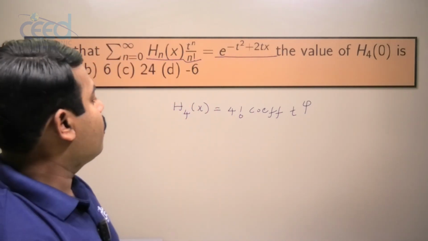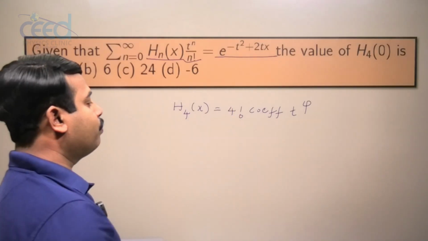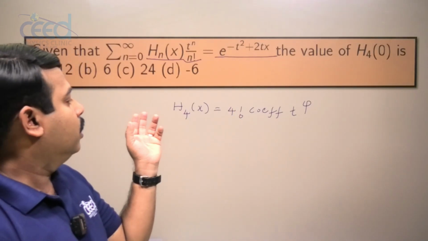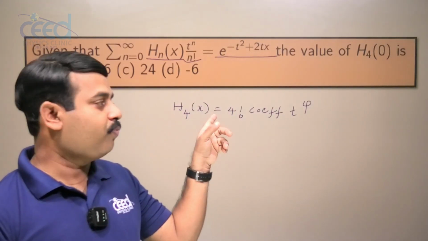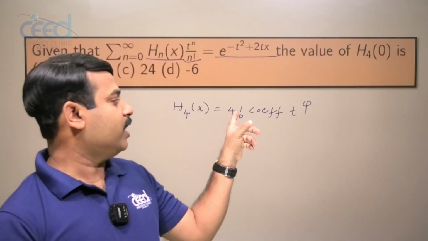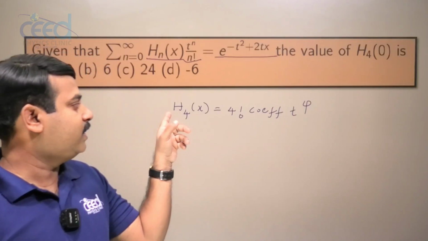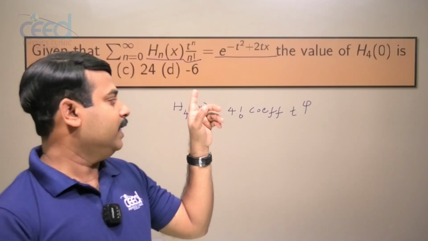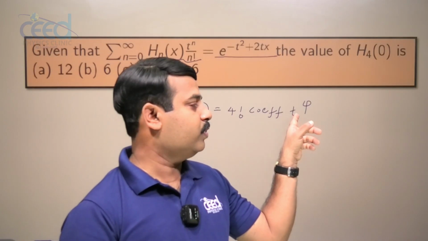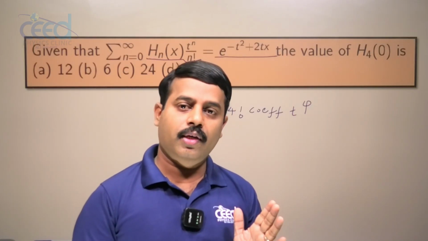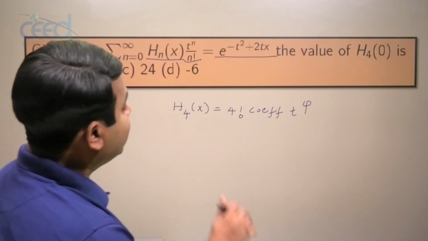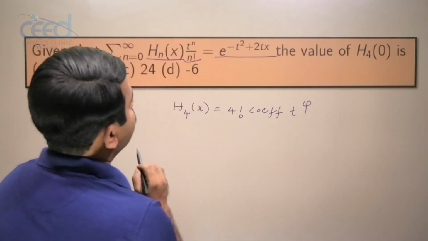This is the Hermite polynomial property. Suppose you have to find H5 of x. What you have to do? 5 factorial into coefficient of t raised to 5. If you need to find H8 of x, it means 8 factorial into coefficient of t raised to 8. Am I right? Alright.